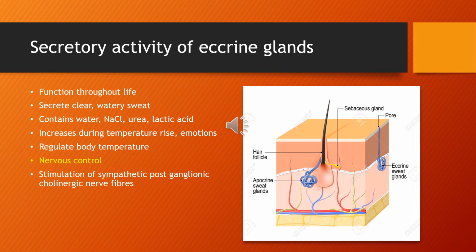Now the secretory activity of eccrine glands. Ever since birth, these glands are functional throughout life. They secrete clear watery sweat which contains water, sodium chloride, urea and lactic acid. The secretion increases with an increase in temperature and in emotional conditions, and thus these glands regulate the temperature of the body by secreting sweat. These glands are under nervous control, and stimulation of the sympathetic cholinergic nerve fibers causes the secretion of sweat.